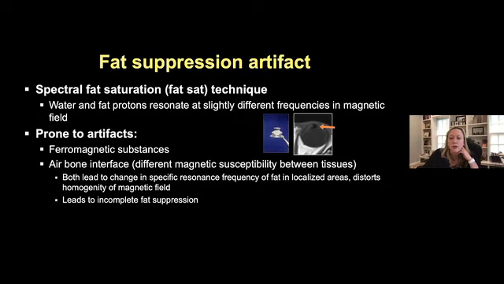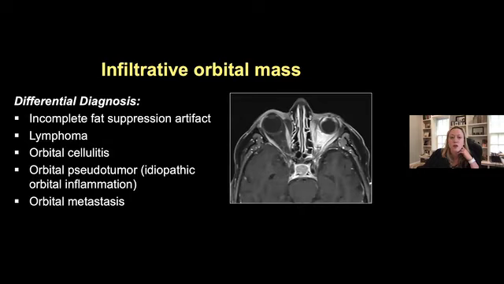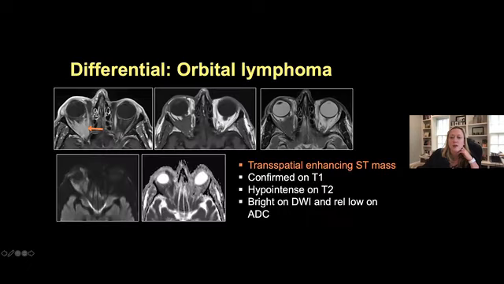It's also prone to artifact at the bone-air interface due to differing magnetic susceptibility between the tissues. Both of these instances lead to a change in the specific resonance frequency of fat in localized areas, and that distorts the homogeneity of the magnetic field and leads to incomplete fat suppression. So in addition to the pseudo lesion from incomplete fat suppression artifact, certainly these other entities can present as an infiltrative orbital mass. We're going to show you some of those examples.